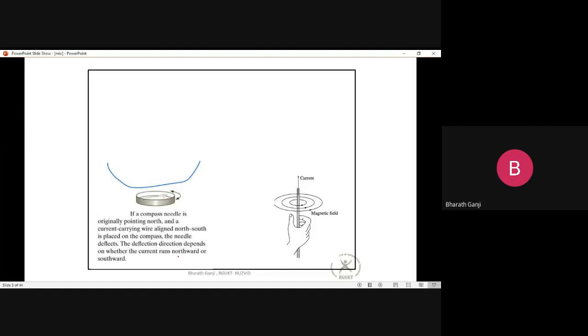Okay, so the deflection depends upon whether the current is running northwards or southwards, or whether it is running in this way or in this way. Depending on that, your needle is either pointing in this direction or in this direction. But it is to align with the current wire. Okay. But once they place the same compass perpendicular to the current wire, nothing used to happen. Okay. So that is because there is no force on the compass now.